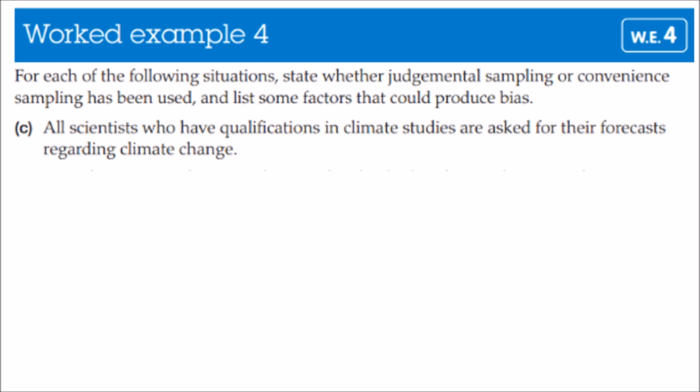C. All scientists who have qualification in climate studies are asked for their forecast regarding climate change. So this is not talking about convenience, this is talking about qualification, so we're talking about judgmental. So this is judgmental sampling, because people with expertise in climate studies are needed for their special knowledge.